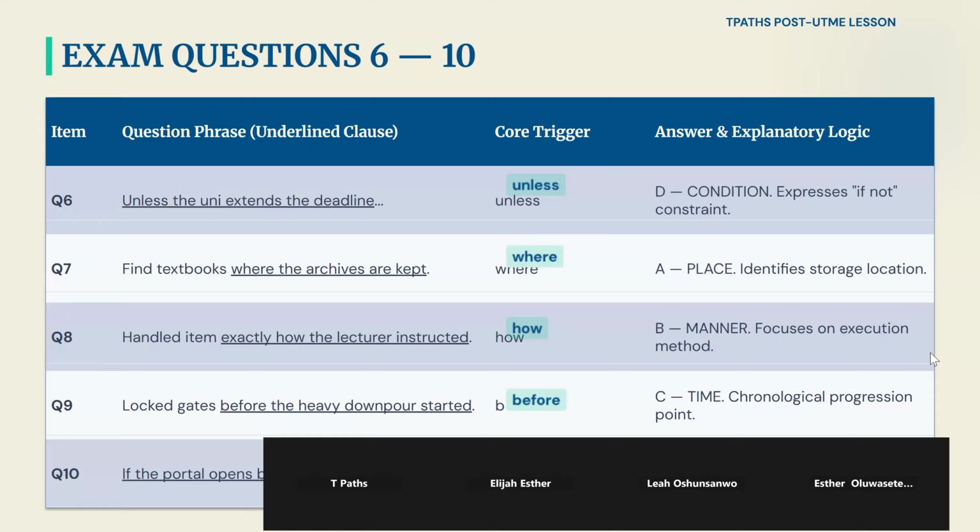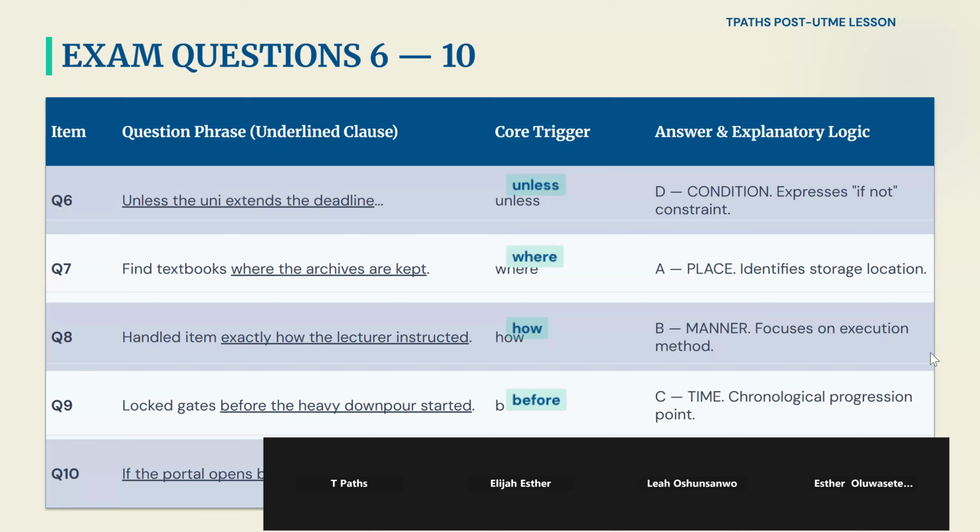Question 8, handle the item exactly how the lecturer instructed. How? The trigger word there is how. How explains what? The manner. It focuses on the execution or method.